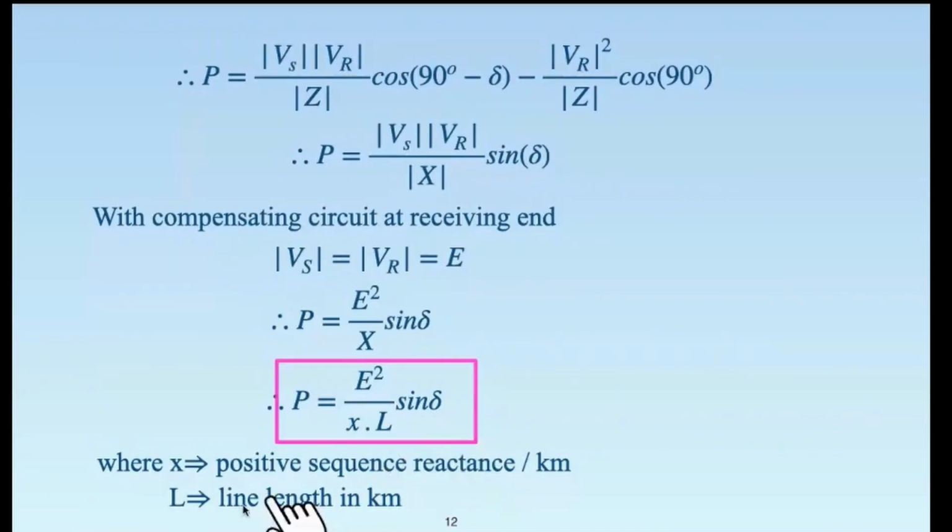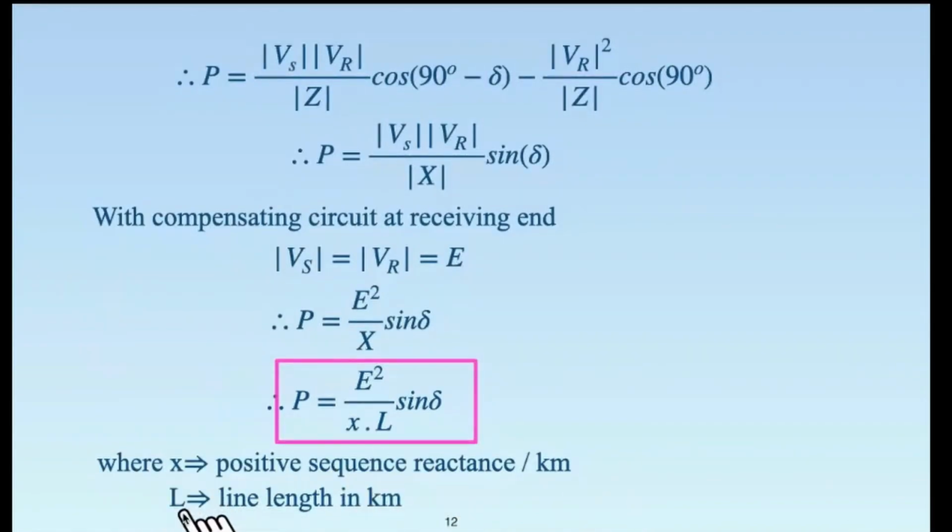Please note that in the denominator, small x is the positive sequence reactance per kilometer of the line. This is a standard dimension for a given transmission line network for a given rated voltage. Positive sequence reactance per kilometer of line. Let us say for a 400 kV line, this parameter may have a value something like 0.327 ohms per kilometer. This is mainly line inductance.